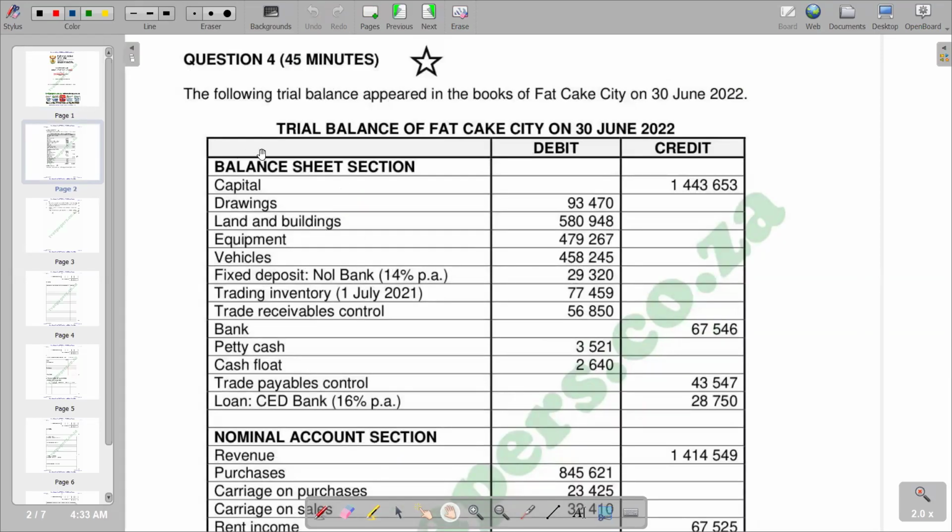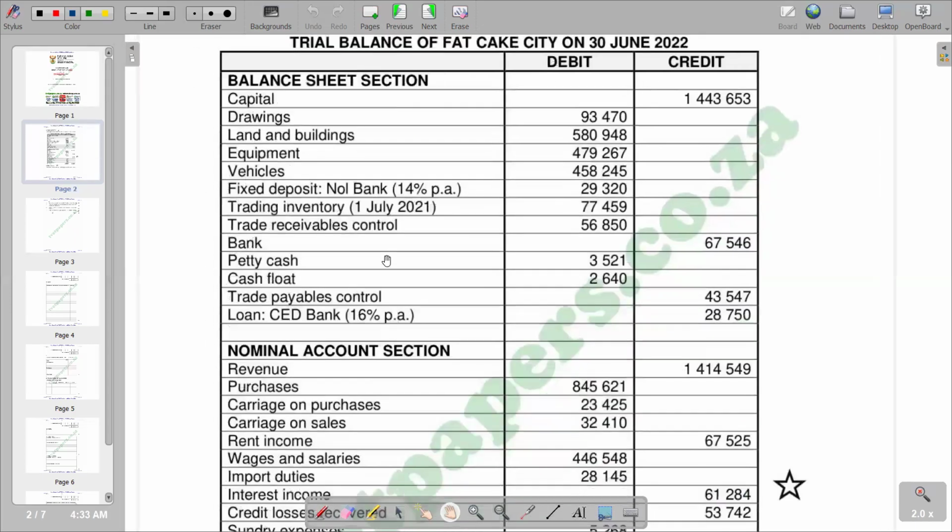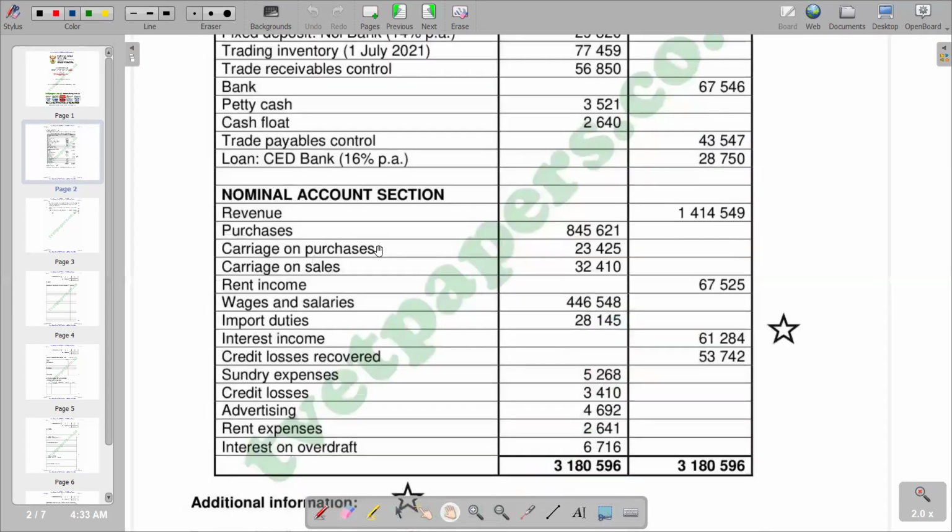So the question reads, the following trial balance appeared in the books of Fat Cake City on 30 June 2022. So you are given the trial balance of Fat Cake City on 30 June 2022, which you need to just browse through before you start answering the question. So you see that this is what we have.